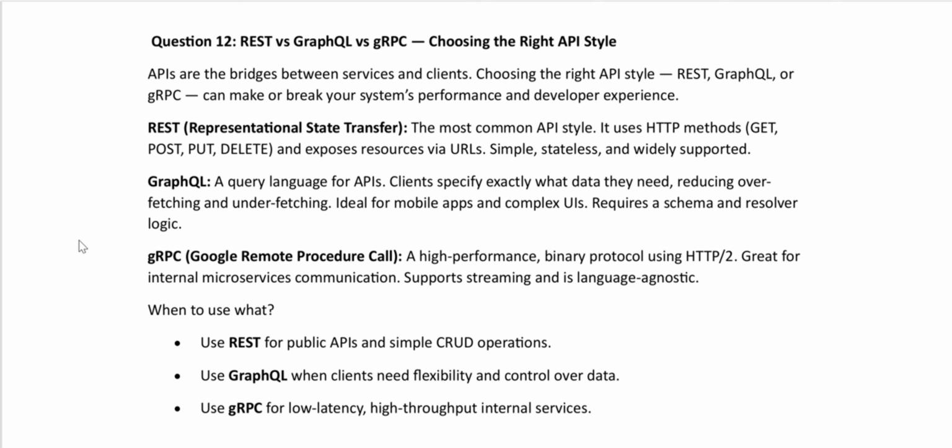When to use what? Use REST for public APIs and simple CRUD operations. Use GraphQL when clients need flexibility and control over data. Use gRPC for low latency, high throughput, internal services.